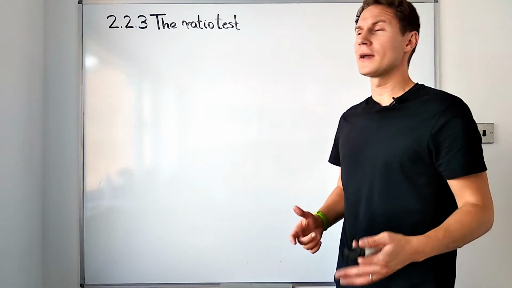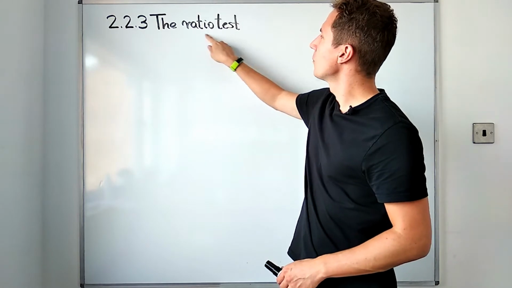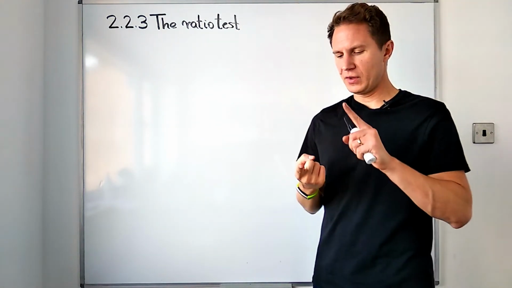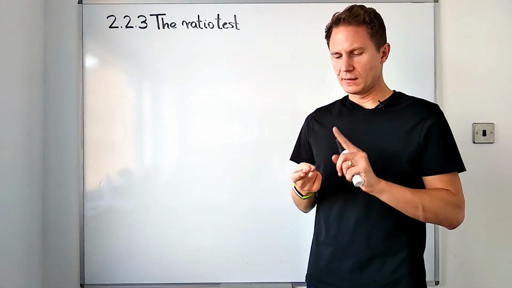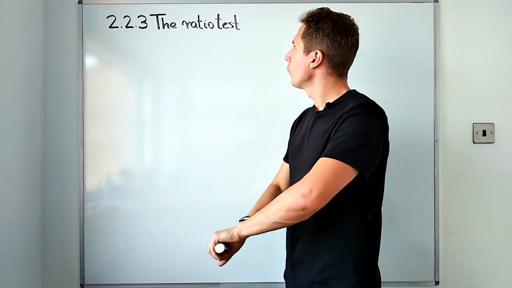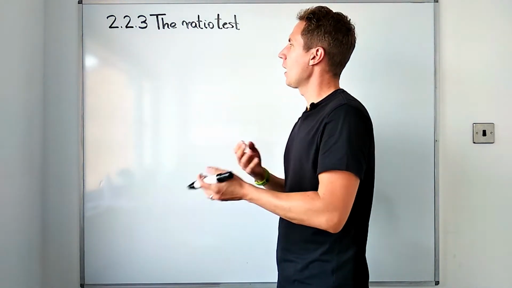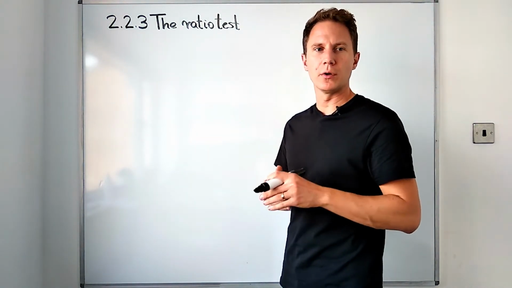In this video, I'd like us to learn about yet another test for convergence of infinite series, the ratio test. So far we have seen the vanishing test and the comparison test. So this will be our third way of investigating whether a series, an infinite series, converges or diverges.